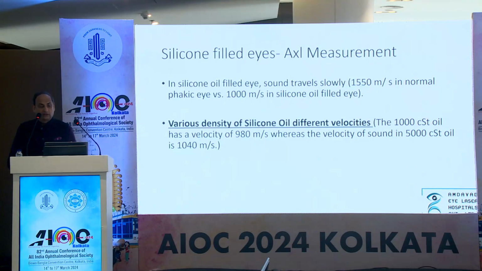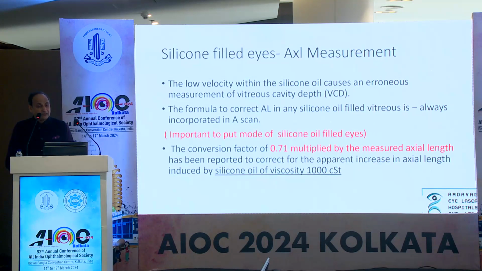Your surgeon would have put 1000 cSt or a 980 or a 5000 cSt oil. And we do not actually have data of different silicone oil densities giving us different axial length measurements. So the low velocity with the silicone oil causes an erroneous measurement of vitreous cavity depth. The formula to correct axial length in any silicone oil vitreous is always incorporated in the A-scan.